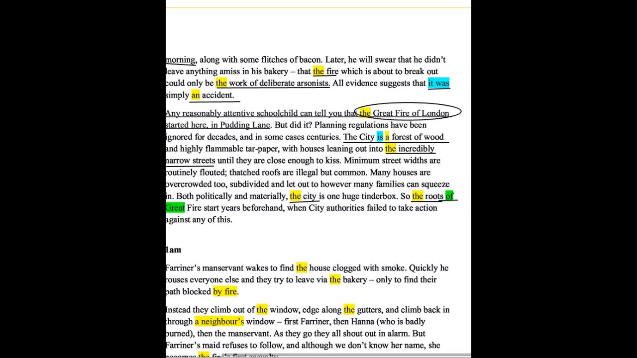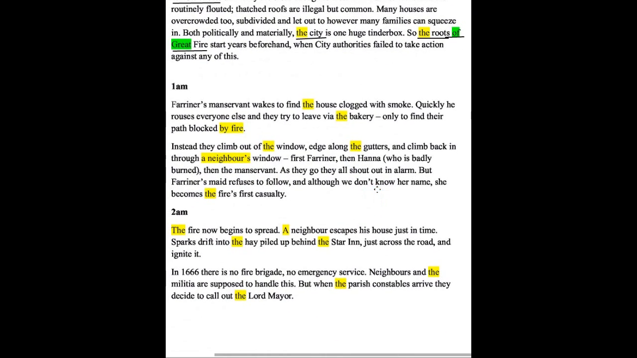So that's really definite again. The roots of the Great Fire of London is very definite. There's only one Great Fire of London, and so there is only one particular set of roots which started the Great Fire. Okay, let's go a little bit further down.